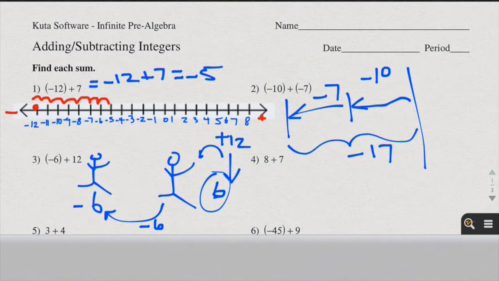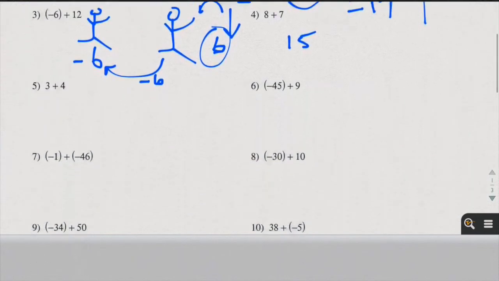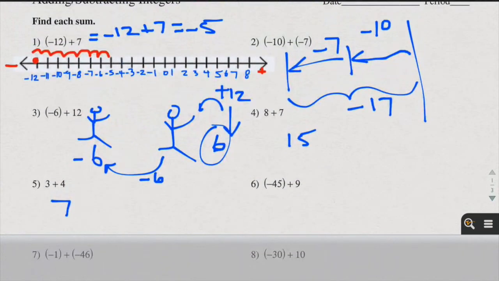Okay, number 4, 8 plus 7, 15. I think we know how to do those. Number 5, 3 plus 4 is 7. Number 6, negative 45 plus 9. This might be easier to do with the number line method.